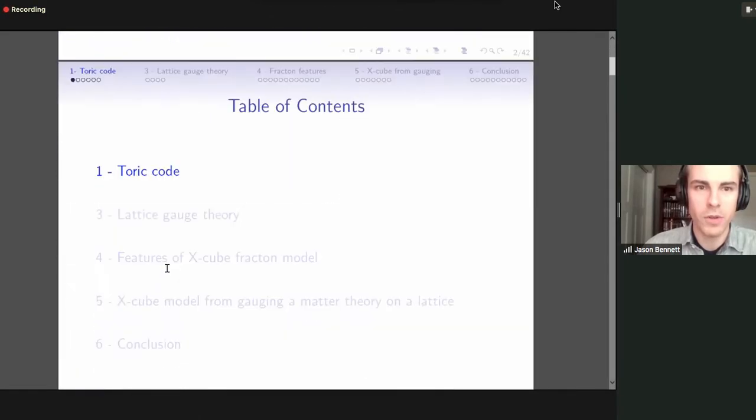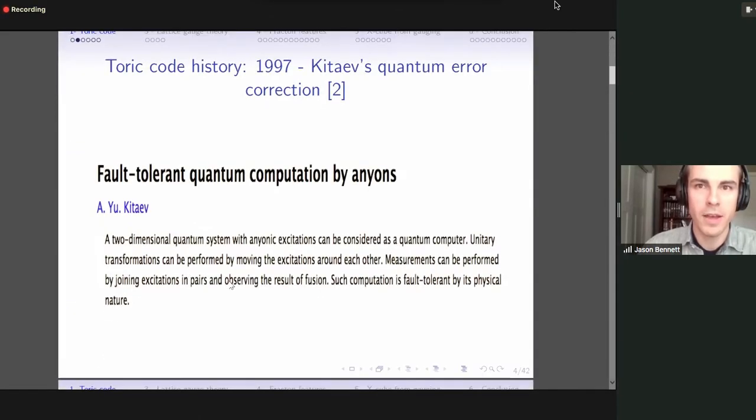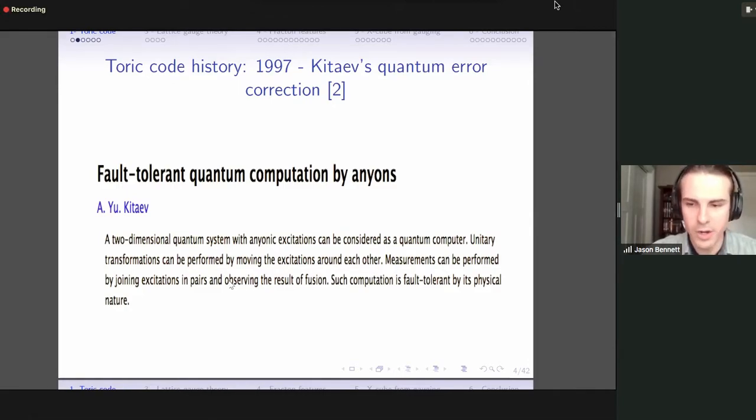So starting off, I will start with the toric code. The motivation for it was taking, during this revolution of quantum computation in the late 90s, where Shor and stabilizer codes were, this was really right at the beginning of stabilizer codes with fault tolerance in quantum computation.